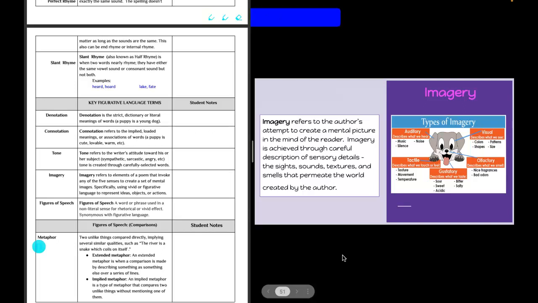Imagery refers to the author's attempt to create a mental picture in the mind of the reader. Imagery is achieved through careful description of sensory details. These can be sights, sounds, textures, and smells that permeate the world created by the author. Imagery is something that we use in writing, but it is very often used with poetry because you're trying to evoke emotion.